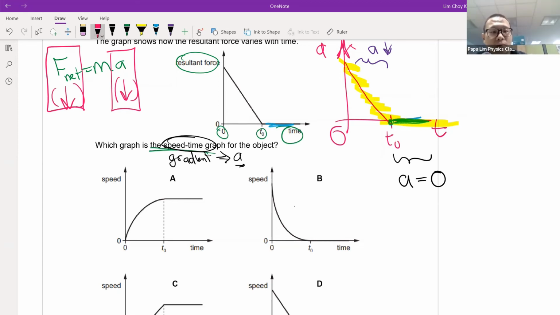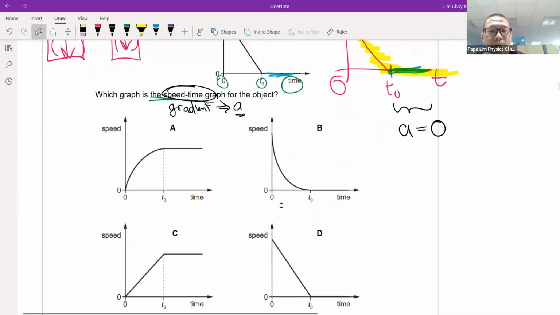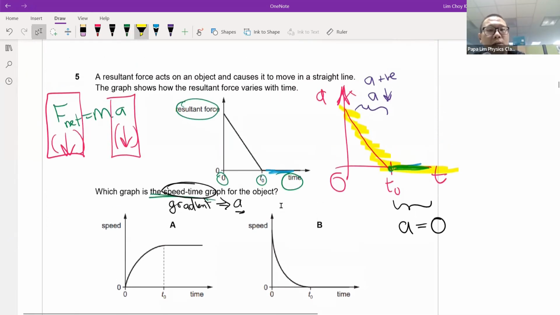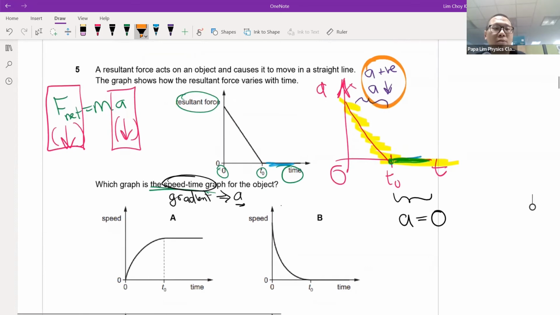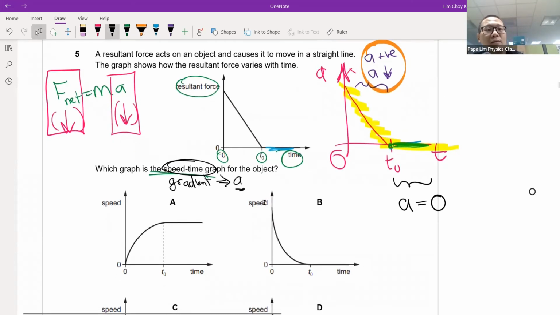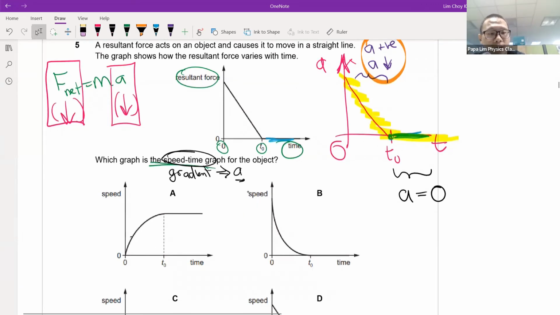Let's take a look at the first segment. For 0 to t naught, the acceleration is positive and it has to be decreasing. Let's look at which section of the graph fits this description. For graph A, the gradient is a positive number, but the gradient is getting gentler and gentler. So the gradient is positive and decreasing.